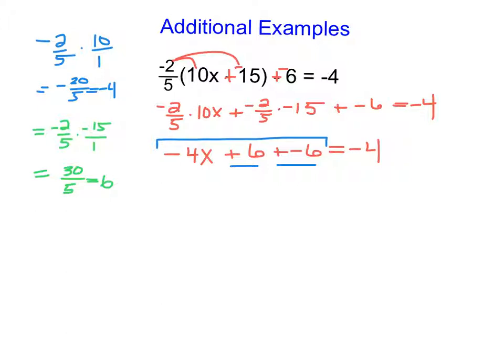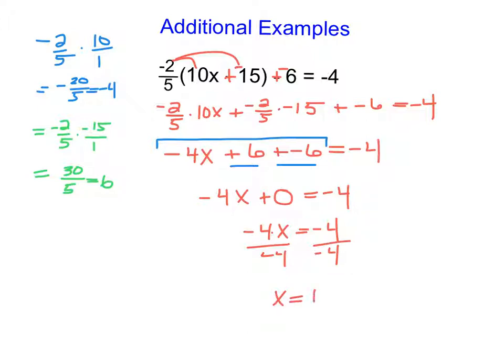So those I can actually combine together to become negative 4x plus 0, which is then really just negative 4x on the left-hand side. On the right-hand side, I only have that negative 4, and so it just stays by itself, and I don't change it. Then from here, this equation is actually down to one step. I notice that I'm multiplying the negative 4 and the x together, so I can undo that by dividing both sides by a negative 4, which results in x is equal to 1.